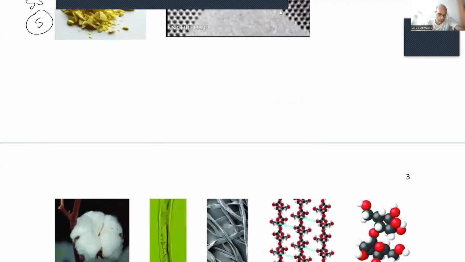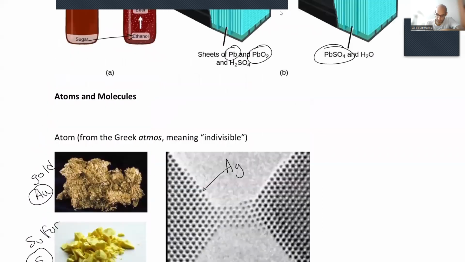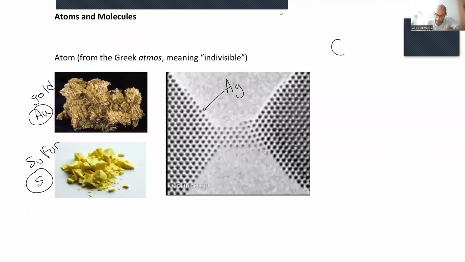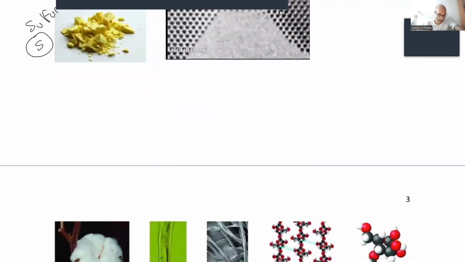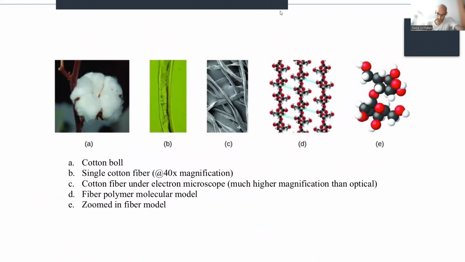Okay. Now, we have atoms, which are all of the things that you see on the periodic table. So carbon, hydrogen, oxygen, nitrogen, sulfur, gold, and so on and so forth. Each of these is considered an atom. It's an individual thing. But when we put those together, we start to build.